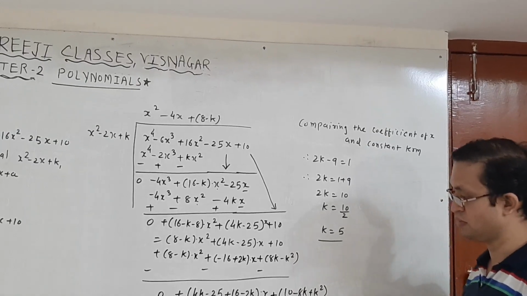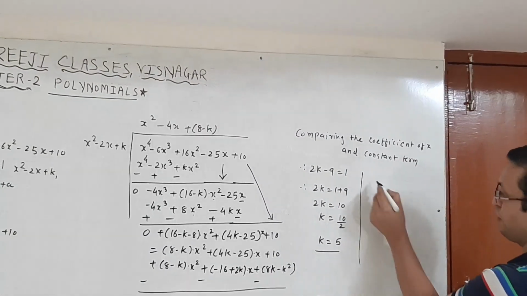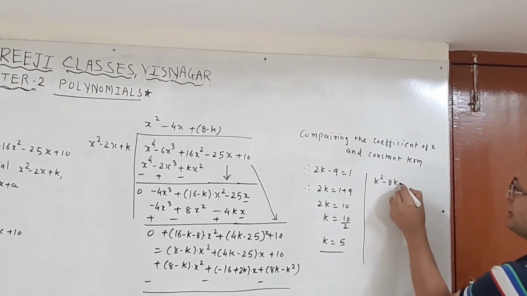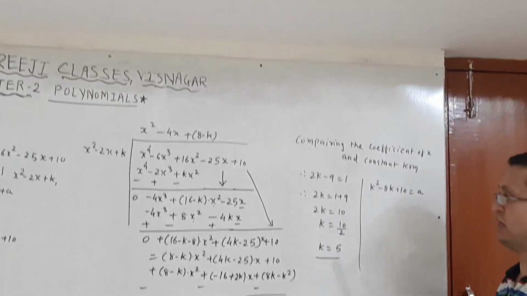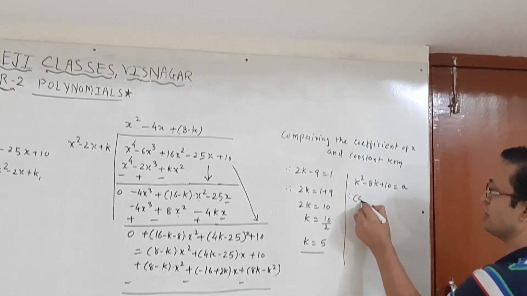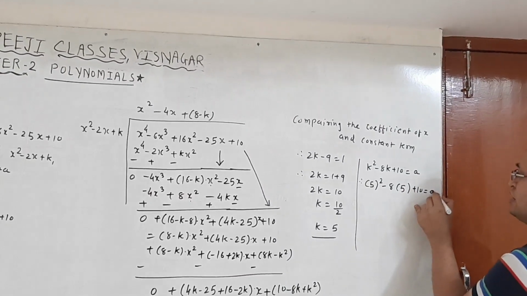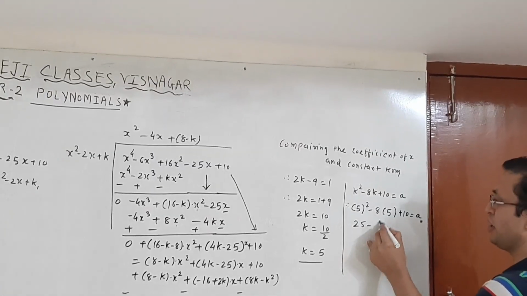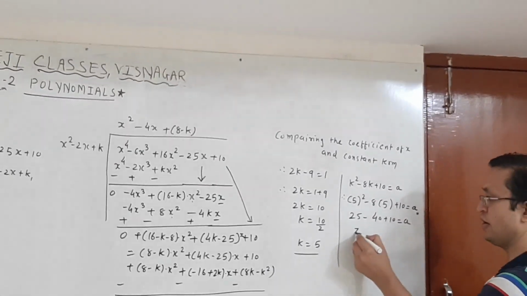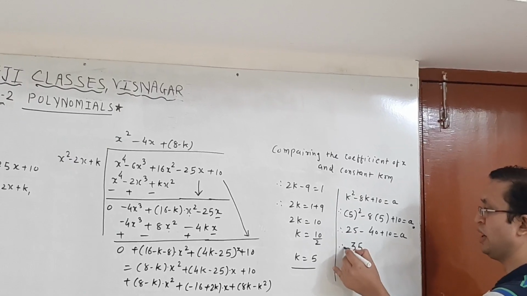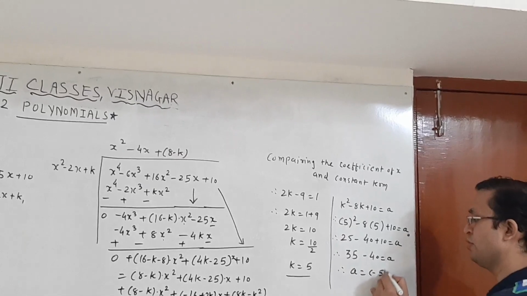The constant term is k square minus 8k plus 10, and there k is also constant. Therefore, k square minus 8k plus 10 is equal to small a. But we found the value k is equal to 5. Substitute k is equal to 5: 5 square minus 8 multiply 5 plus 10 is equal to a. 25 minus 40 plus 10, that is 25 plus 10, 35. 35 minus 40 is equal to a, therefore a is equal to negative 5.